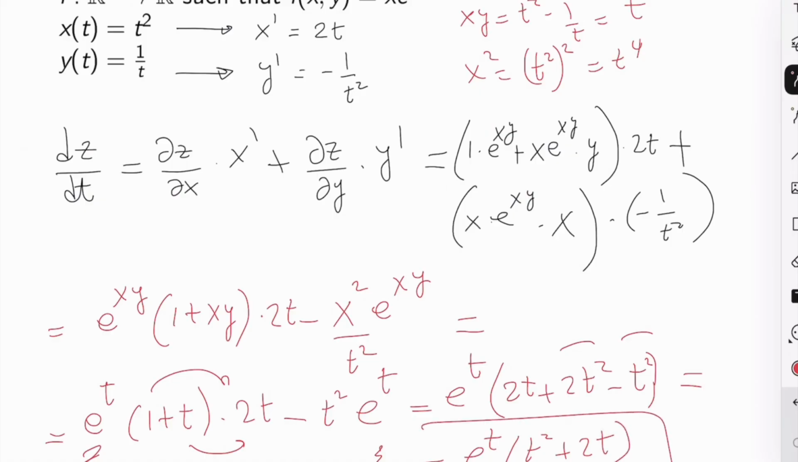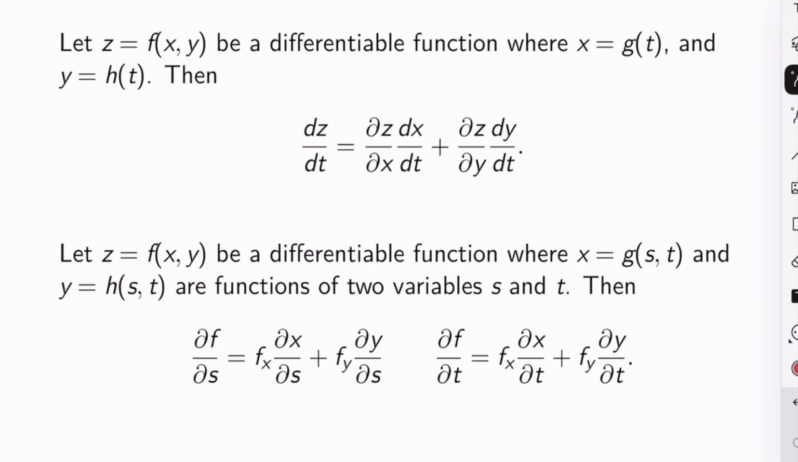And then this will be the derivative of z with respect to t, just the derivative of the function z that depends on t. So in this case the two variables inside were depending on just t, just one variable. But these variables may depend on several variables also.